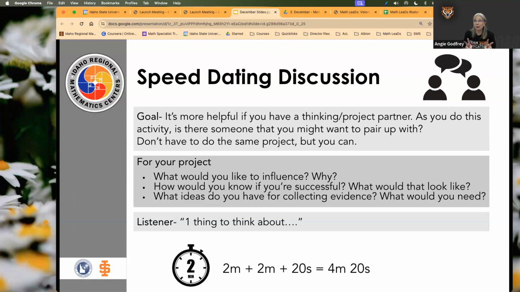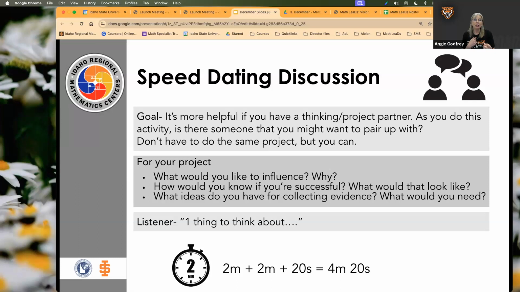You each have 2 minutes. Both of these are on your navigator guide. If I'm first, then I'm going to tell you what I would like to influence and why. How do I know I'm going to be successful? What would that look like? And what ideas do I have for collecting evidence? What do I think I might need?